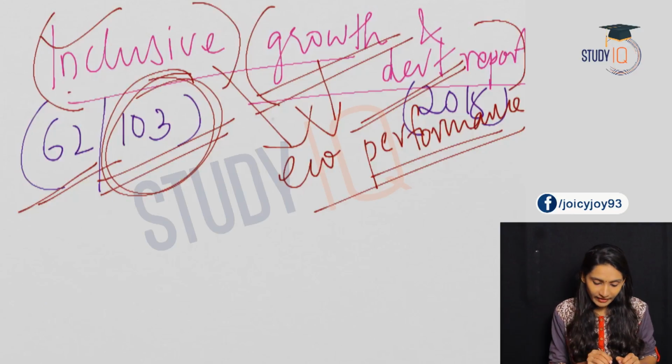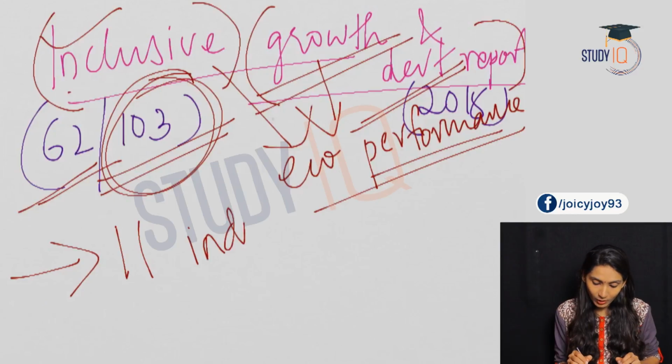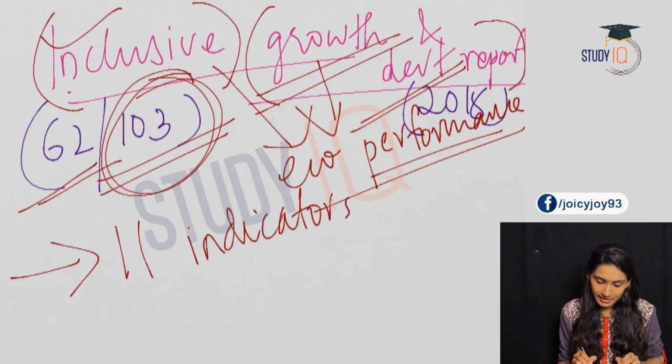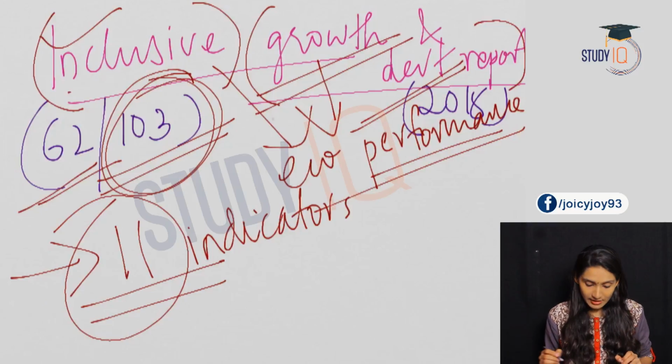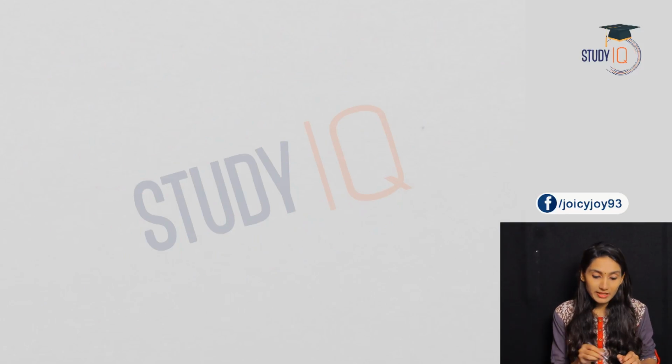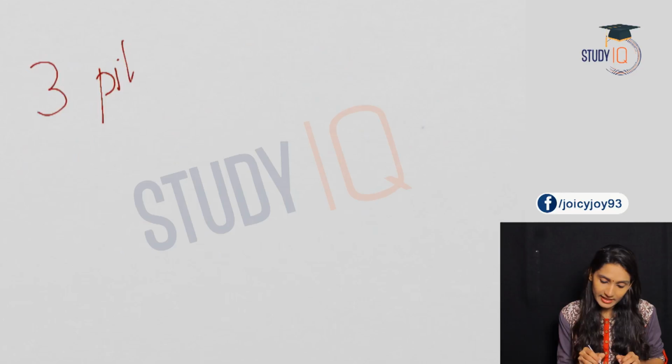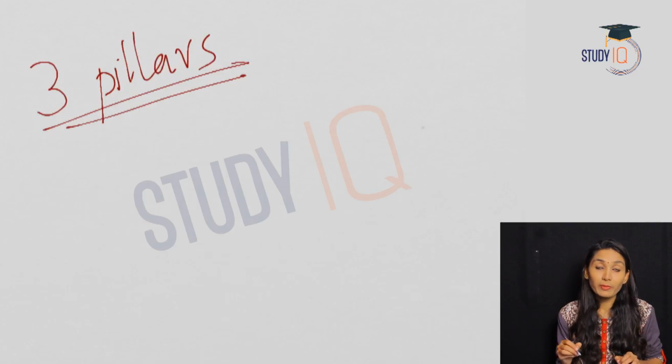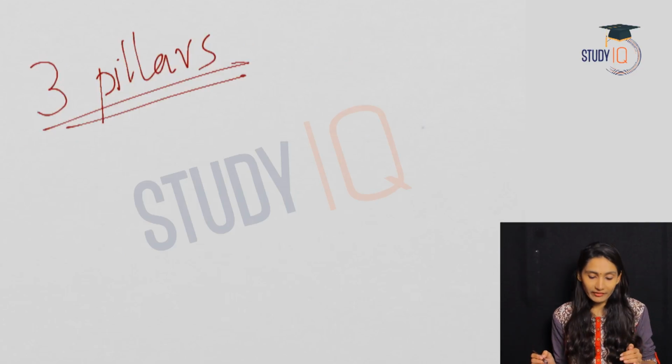And in order to arrive at the report, the World Economic Forum uses 11 indicators or dimensions. So 11 dimensions are used in order to prepare this report. And the 11 dimensions have 3 pillars. So let us see what are the 3 pillars used by the World Economic Forum to arrive at this report.